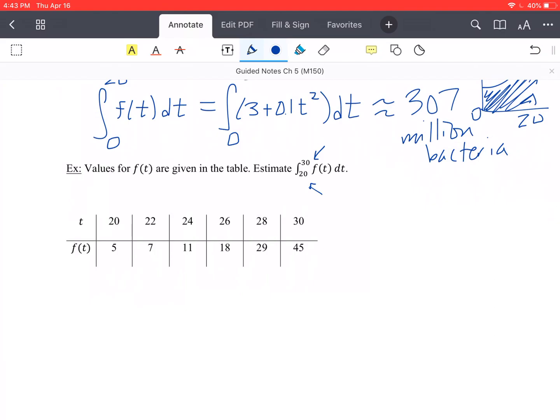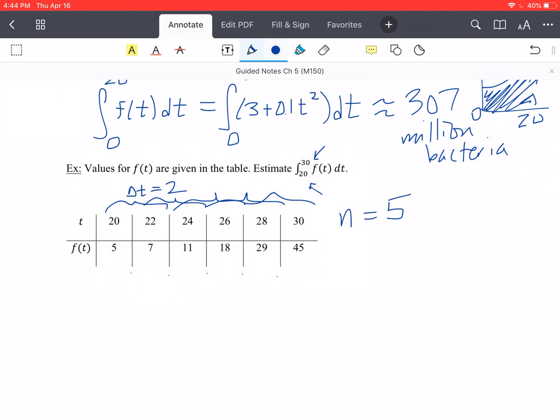So let's go ahead. We already have the values, right? We've got all of our outputs, and we can look at that distance, right? How much change is occurring over these intervals. So it looks like our delta t is going to be 2 in this case. And our number of subintervals, from 20 to 22, that's 1, 2, 3, 4, 5 subintervals. So we have n equals 5 in this case.